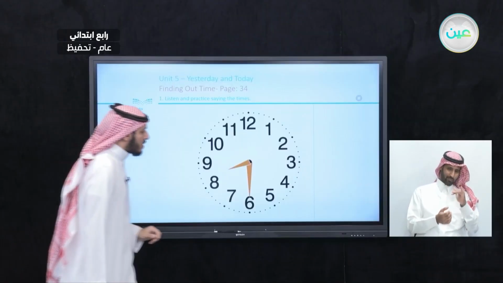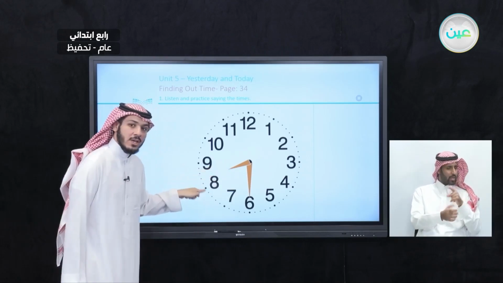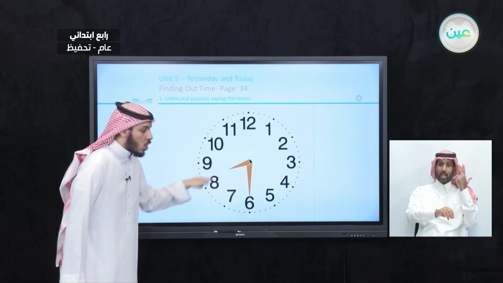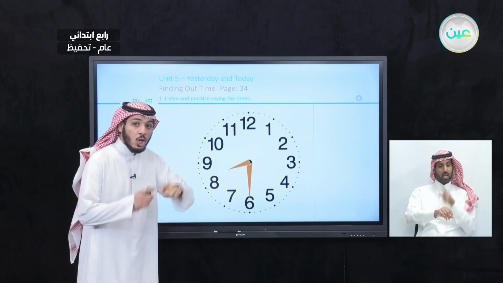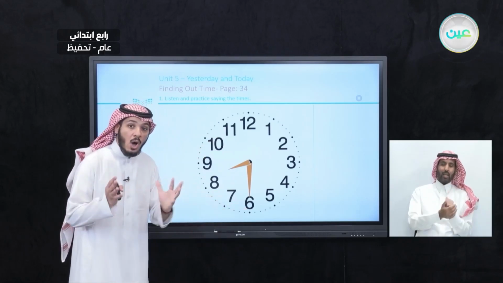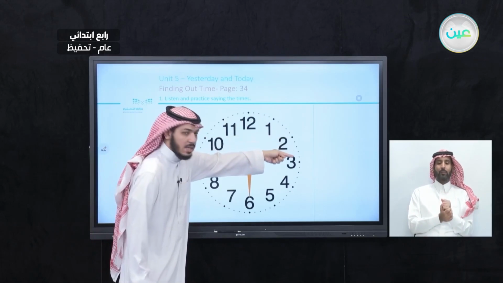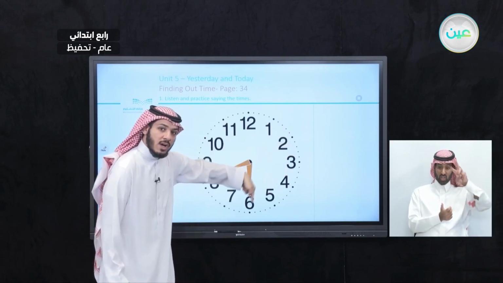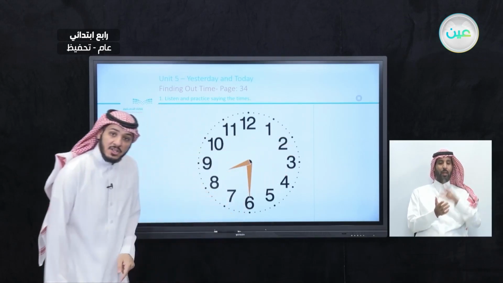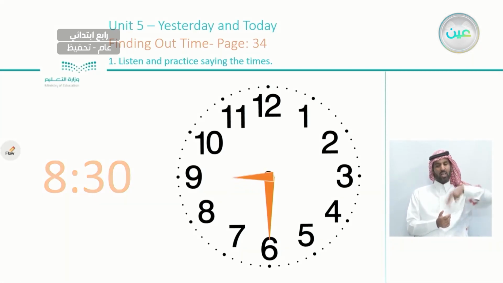Okay, let's start. Where is the short one? This is the short one. On what? On number 8. Excellent. Okay, what about the long one? It's on number 6. Okay, how many minutes do we have? 5, 10, 15, 20, 25, and here 30. Excellent. So we have 8:30. It's 8:30. Excellent.